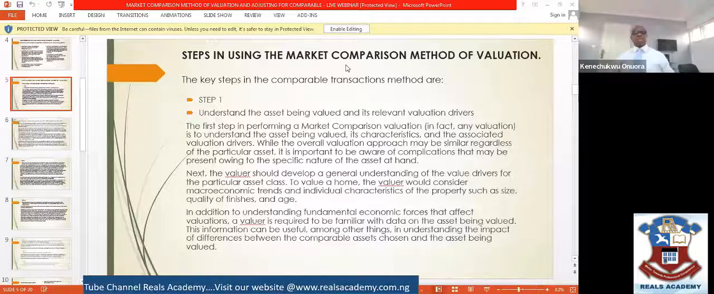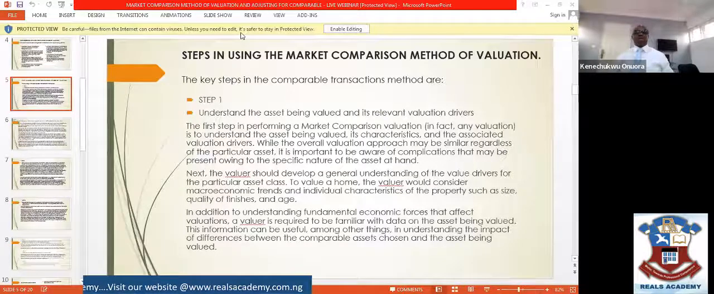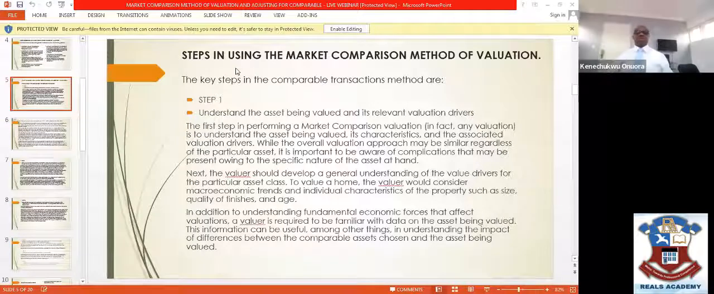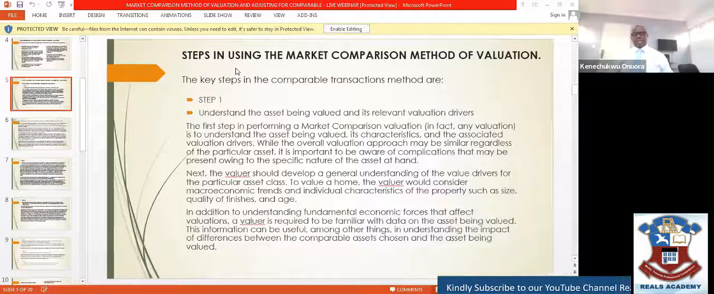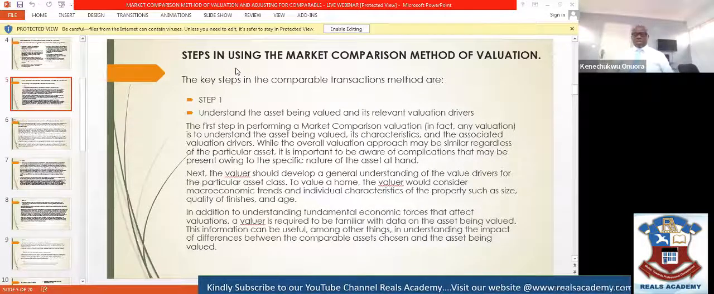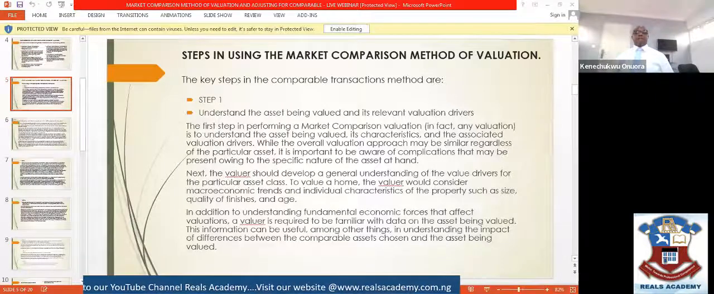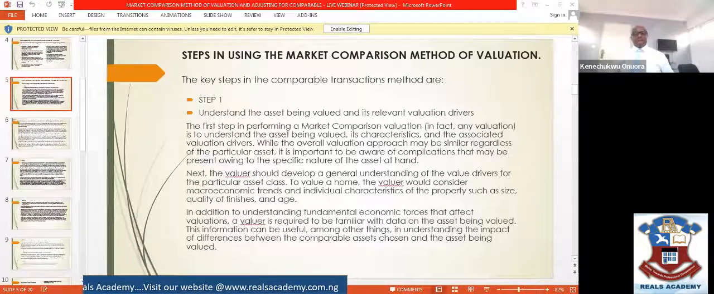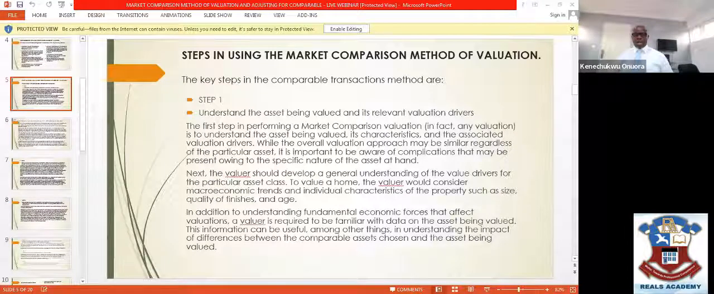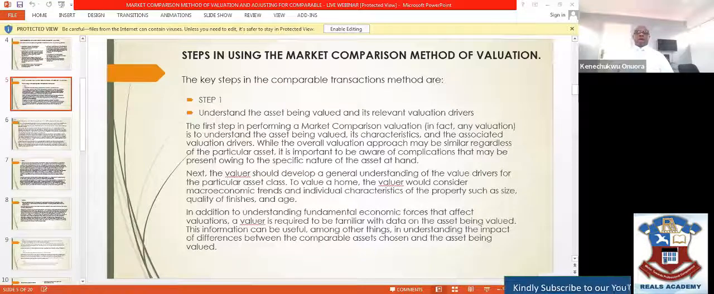They may buy them at a distressed figure. So you try as much as possible to have all your information, so you don't use some of those properties as comparable. When you have adequate information and understand the asset very well, you will not use them as comparable. And if you equally have adequate information on the asset you're valuing, then you know what to use as your parameter. Step 2, identify the unit of comparison.